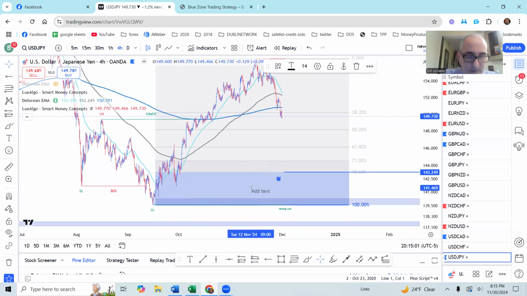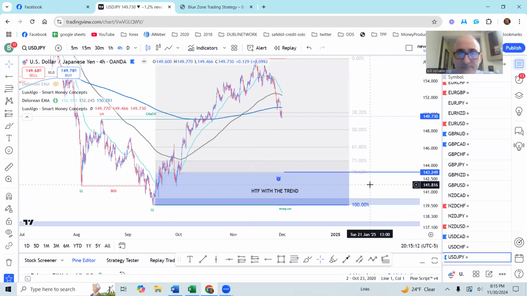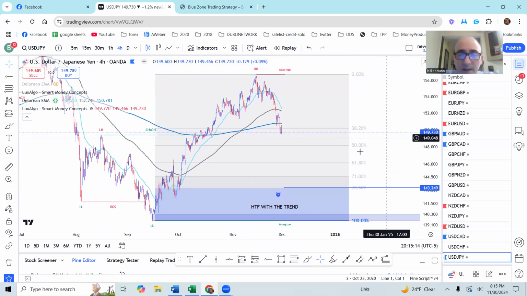This is the higher time frame with the trend. With the trend, right? That's what this is here. Now that we have the alert set for the higher time frame, right? We would look for price to come down to here. Once that alert goes off, we would drop down to the 1 hour and we would look to take our trade. How do we know when to take the trade?